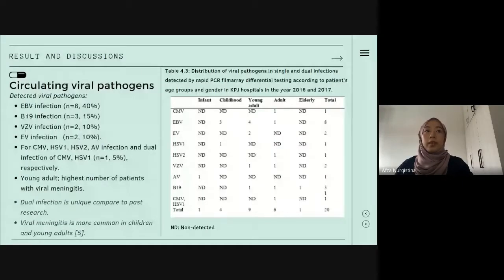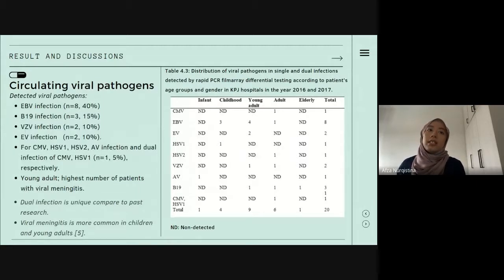Table 4.3 shows the distribution of viral pathogens in single and dual infections detected by rapid PCR FilmArray differential testing. EBV infection recorded the highest number of cases with 8 patients, followed by B19 infection with 3 patients, and VZV infection and EV infection with 2 patients each. For CMV, HSV1, HSV2, AV infection, and also dual infection of CMV and HSV1, the number of positive patients recorded was 1 respectively.